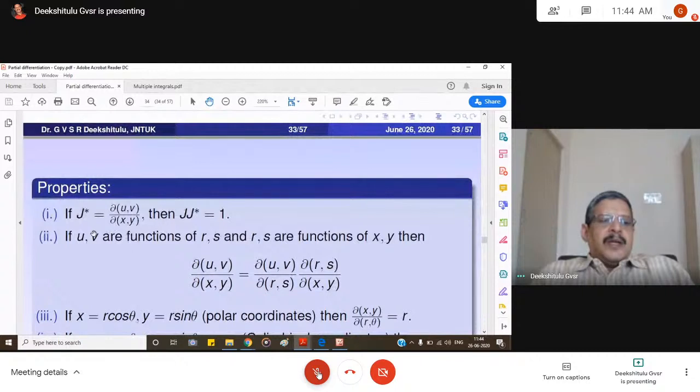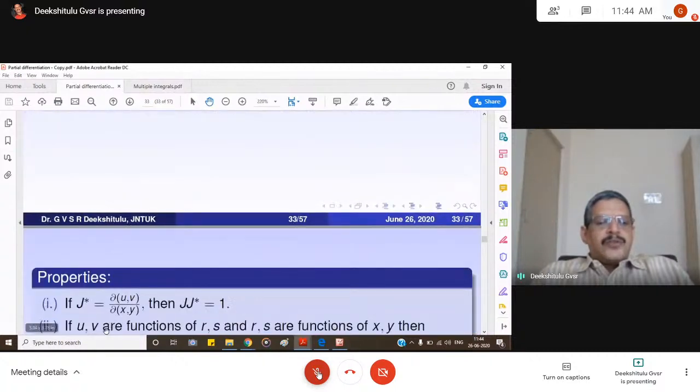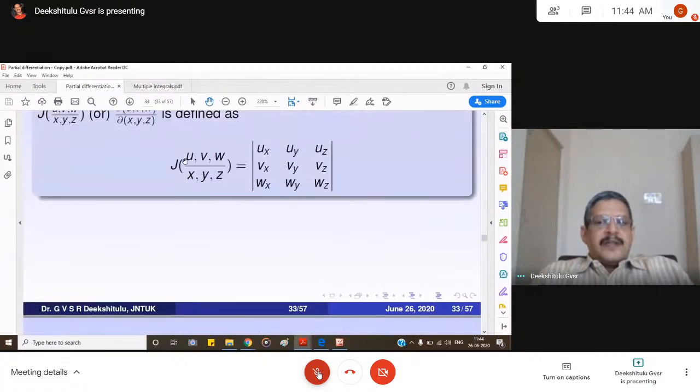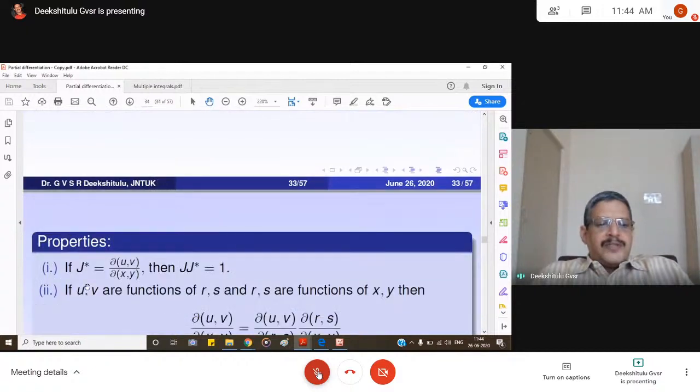Properties. If this is the Jacobian, then J star is the reverse. I'm sorry, this is J actually. J is ∂(u, v)/∂(x, y), and J star is ∂(x, y)/∂(u, v). Then J into J star is 1.